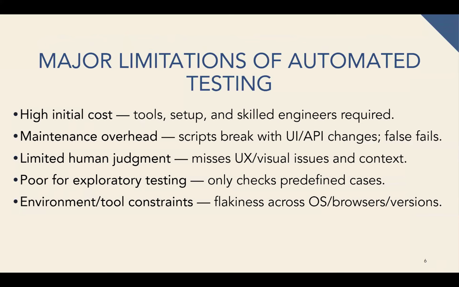So the major limitations of automated testing. First of all, it can be very expensive. For example, for a small organization or a small team, it could be very expensive to have the tools, the frameworks, and the skilled engineers that are able to do this automated testing. Second, tests need to be constantly updated. Even with a small app, small changes to the app or small updated features can break the test entirely.